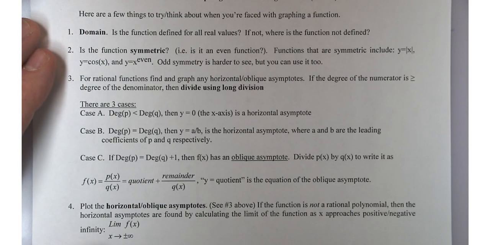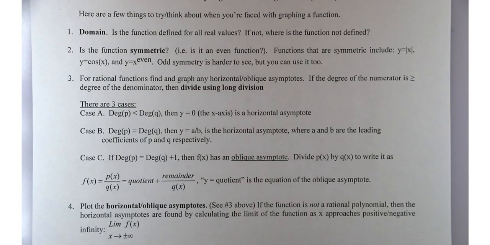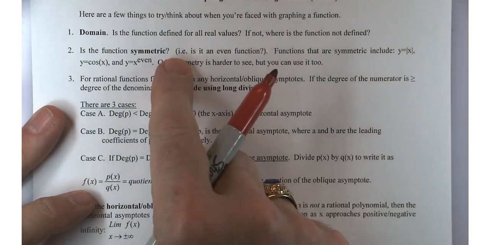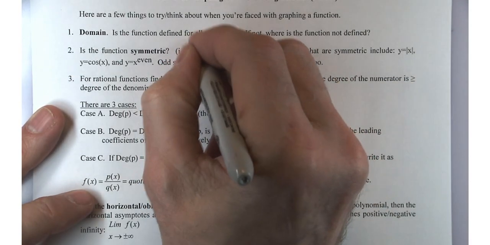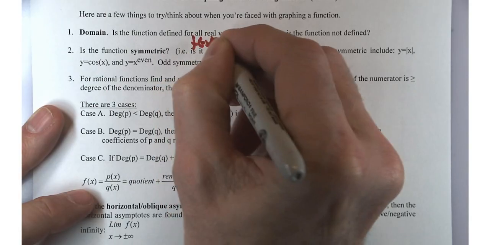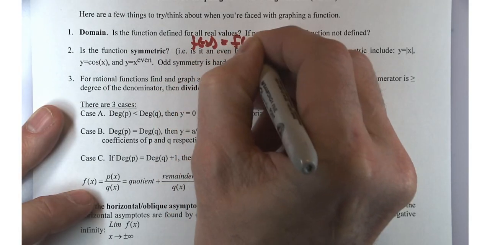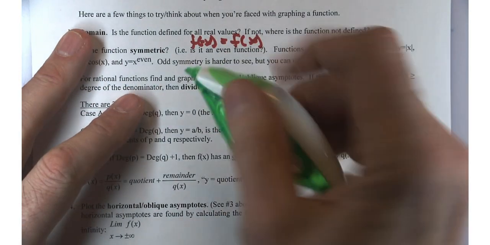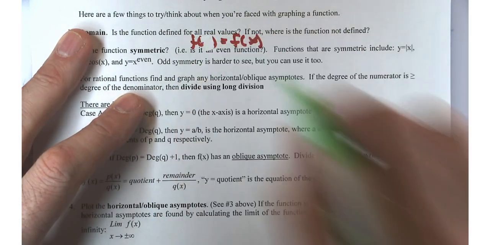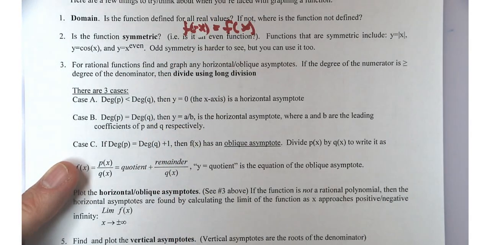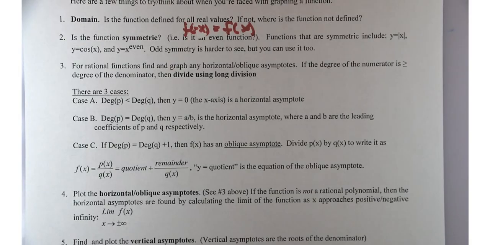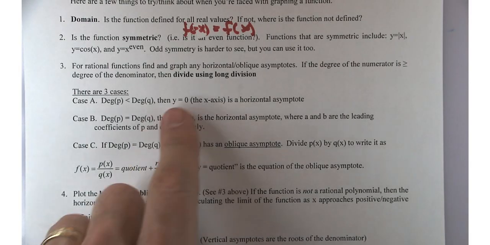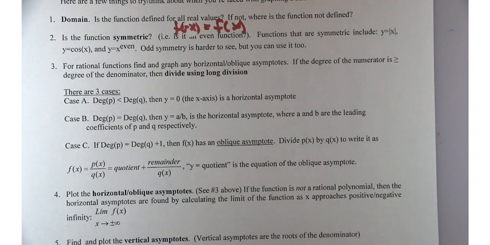Another thing is, is the function symmetric? In other words, is it an even function? And if you remember, there's a nice test for an even function. So if f of negative x equals f of x, then it's an even function, meaning it's symmetric with respect to the y-axis.